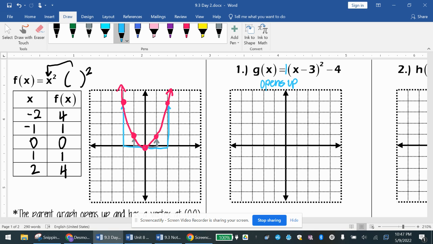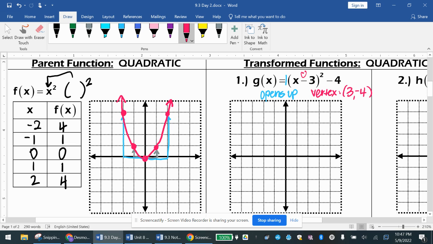Also, another thing to notice is that the vertex is 3, -4. Remember, you change the sign, se cambia el signo del número que está en paréntesis, for the number inside the parentheses, and you keep the last number the same, el número de afuera que está al último se queda igual. So our vertex is 3, 4. So here's how you graph without having a table. Okay, so así vamos a hacer la gráfica sin tener que hacer la tabla.